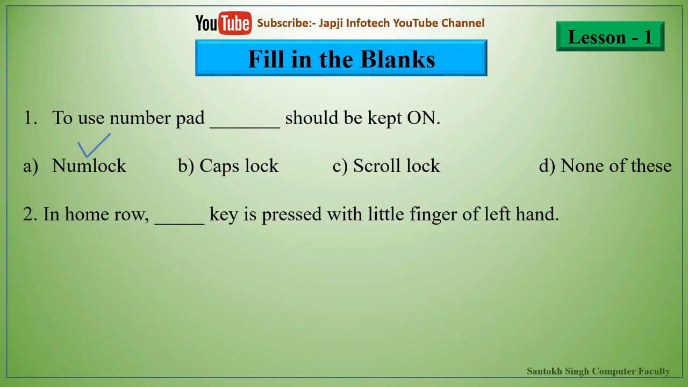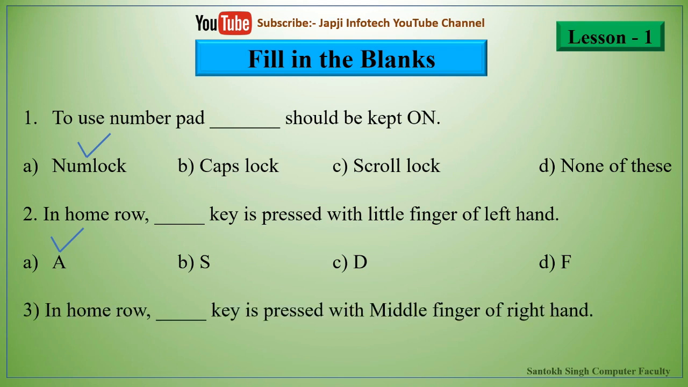So our second fill in the blank is: in home row, dash key is pressed with little finger of left hand. So the options are A, S, D or F. So the right answer is: in home row, A key is pressed with the little finger of left hand.